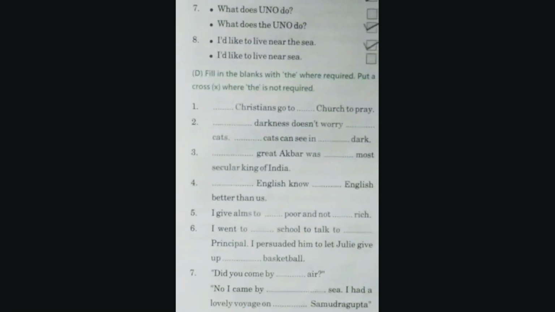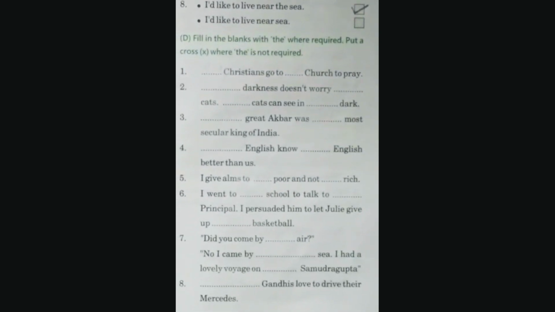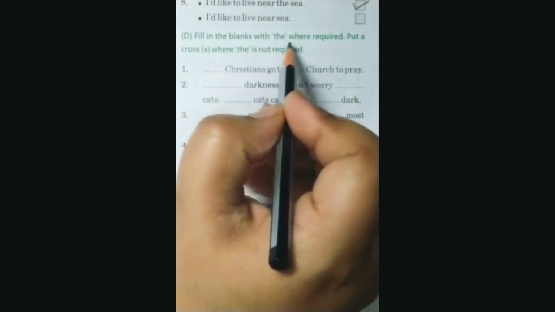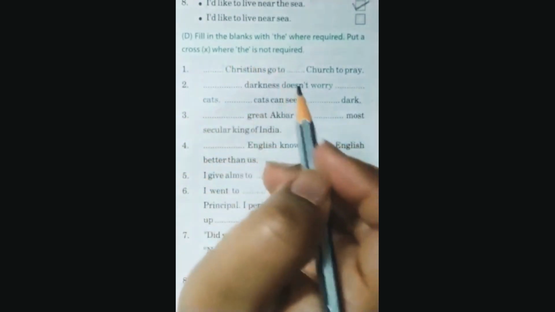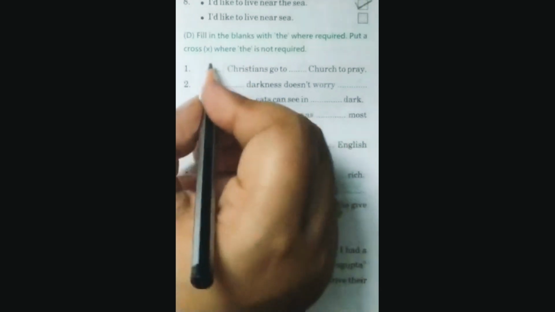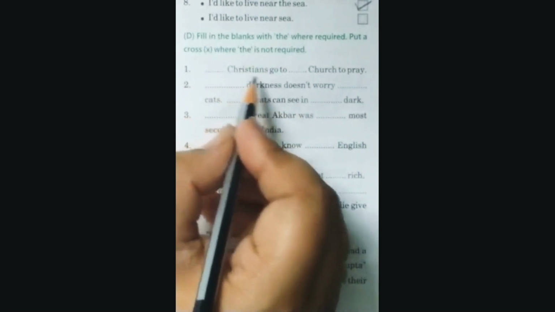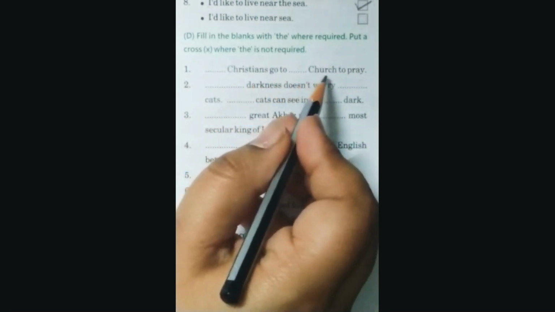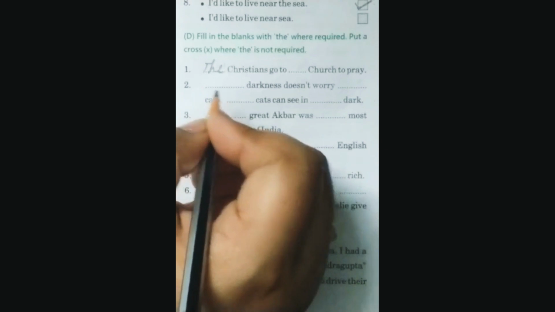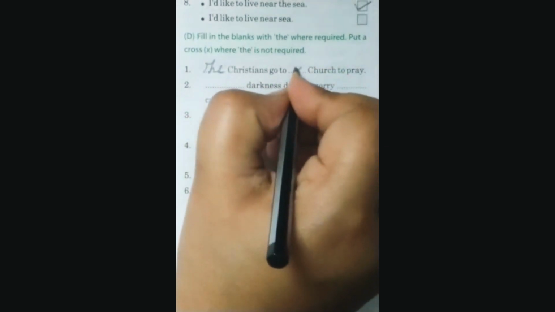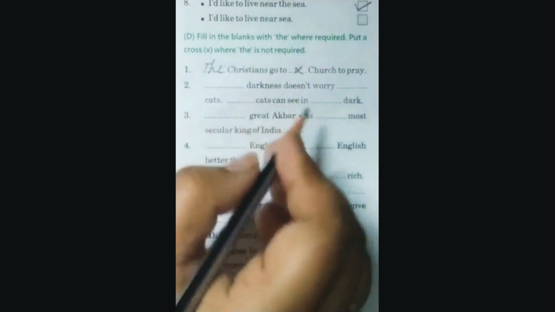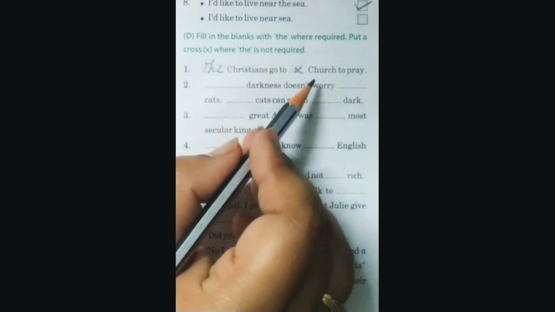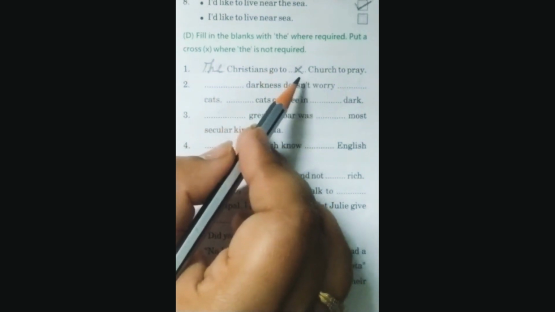Last exercise is part D. Fill in the blanks with 'the' where required. Put a cross where 'the' is not required. First question is: dash Christians go to dash church to pray. So the Christians, like the Muslims, the Hindus, we use 'the'. Christians go to church to pray. Because it's a primary purpose, we don't use any article before the primary purpose.